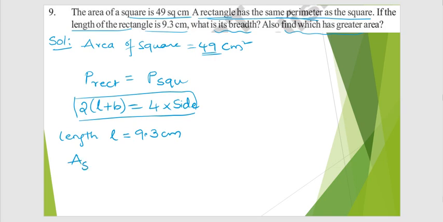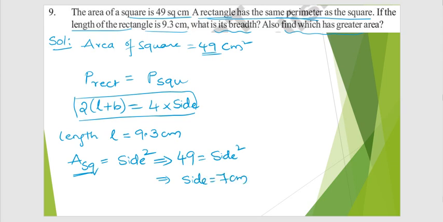Sorry, area of square is nothing but, what is the formula? It is side square, which gives me area of square is already given as 49, equal to side square. So which square gives you 49? So clearly from this we can say that side is equal to 7 centimeters. So we got the side of square as 7 centimeters.